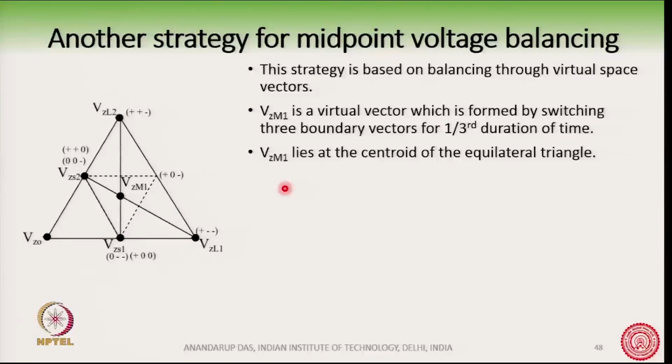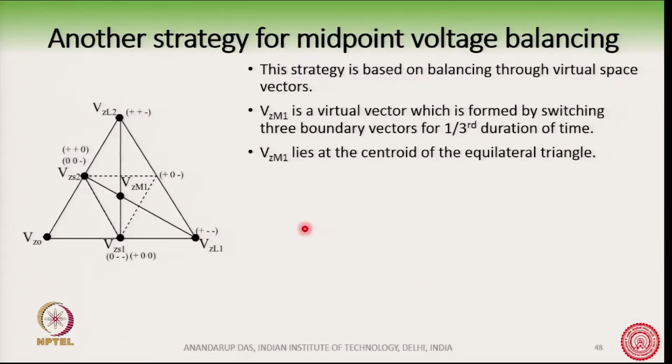So, how can we produce this vector? We can produce this vector by applying this vector and this vector for equal duration of time. If I apply these 3 vectors for equal duration of time, I will get to this vector, which is at the centroid of the triangle. Similarly, if I apply this and this for equal duration of time, I will get this vector.